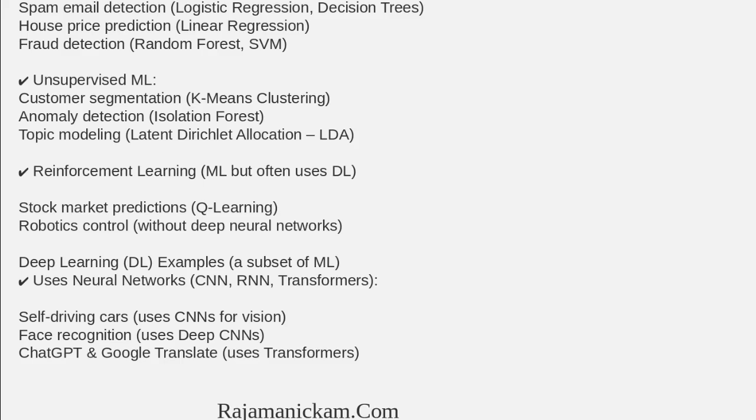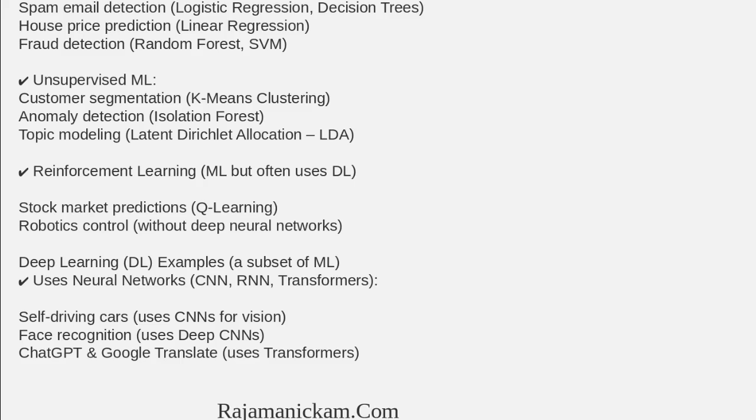Reinforcement learning uses machine learning, but it will be using deep learning also, a neural network, so that it will be more powerful. Deep learning is like CNN, convolutional neural networks, and RNN, transformers. Different kinds of neural networks are there.